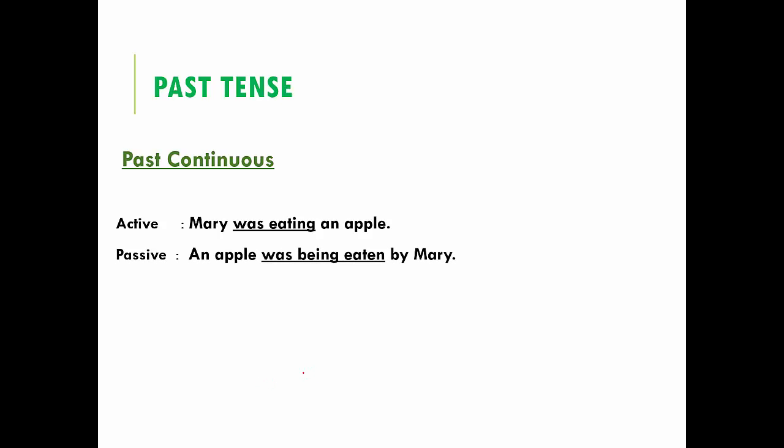Moving on to past continuous. Mary was eating an apple. In passive, it will read as an apple was being eaten by Mary. The rule here is was or were, which will act as the helping verb. Add being to that plus V3, which is the perfect or the participle form of the verb. You see here, an apple was being eaten by Mary.